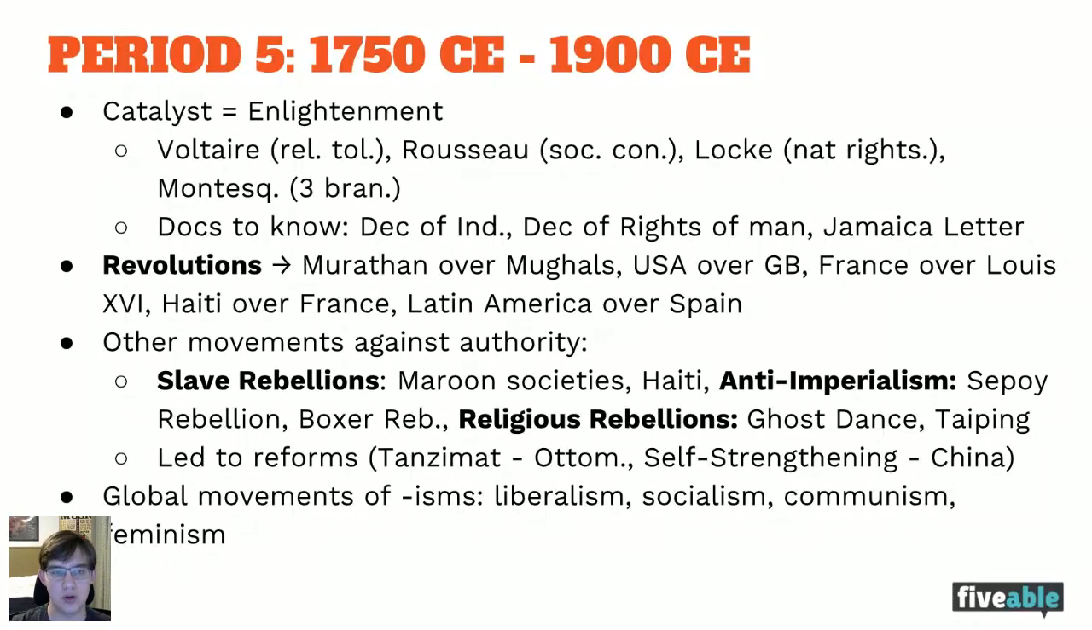You also see Montesquieu, who really impacts the development of the U.S. government. You have the 3 branches. Excuse me. And there are 3 documents that you really should know quite well for this key concept, and those are the Declaration of Independence, the Declaration of the Rights of Man and the Citizen, and the Jamaica Letter, which was a letter sent by Simon Bolivar.